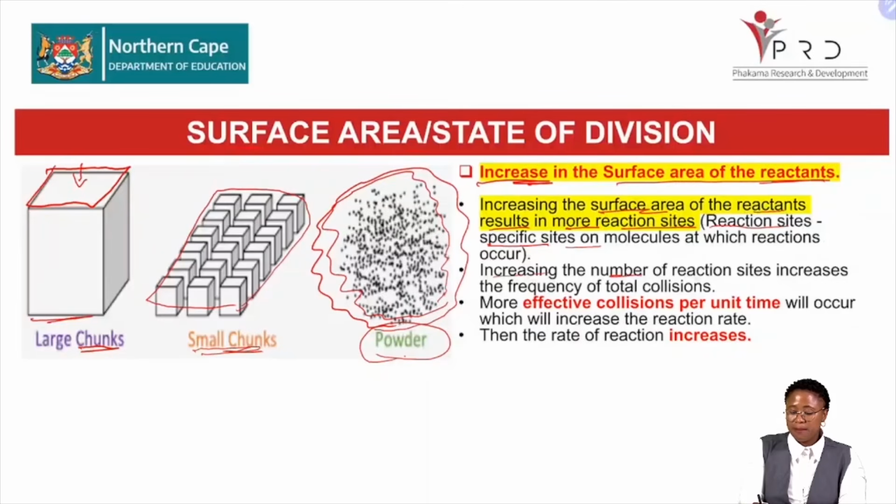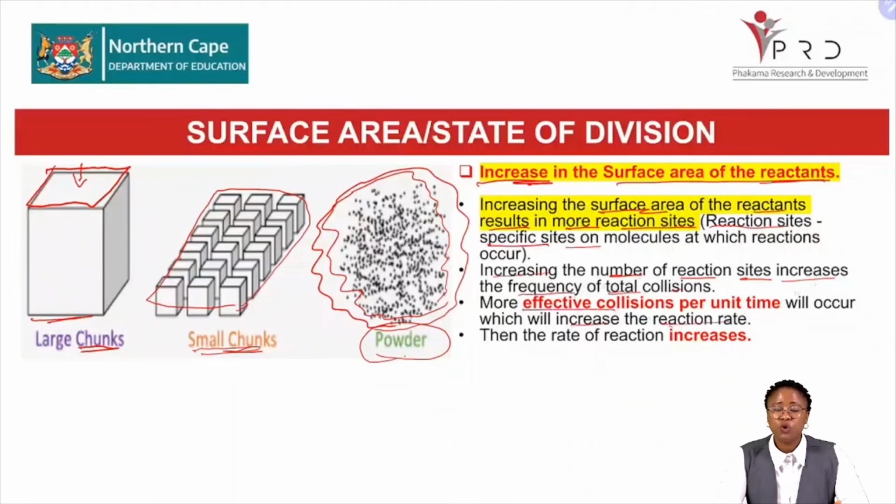Okay, then what does that do? The number of reaction sites will increase, and so will the frequency of the total collisions. And then what happens? More effective collisions per unit time will occur, and they will increase the rate of the reaction, or the rate of the reaction will be faster. So if you are given an activity where you have to compare, and the examiner gives you granules and a powder, you must remember that the powder is an increase in the surface area, and the granules or the solid or the chunks would be a decrease in surface area. So as you increase the surface area, the rate of the reaction will be faster.